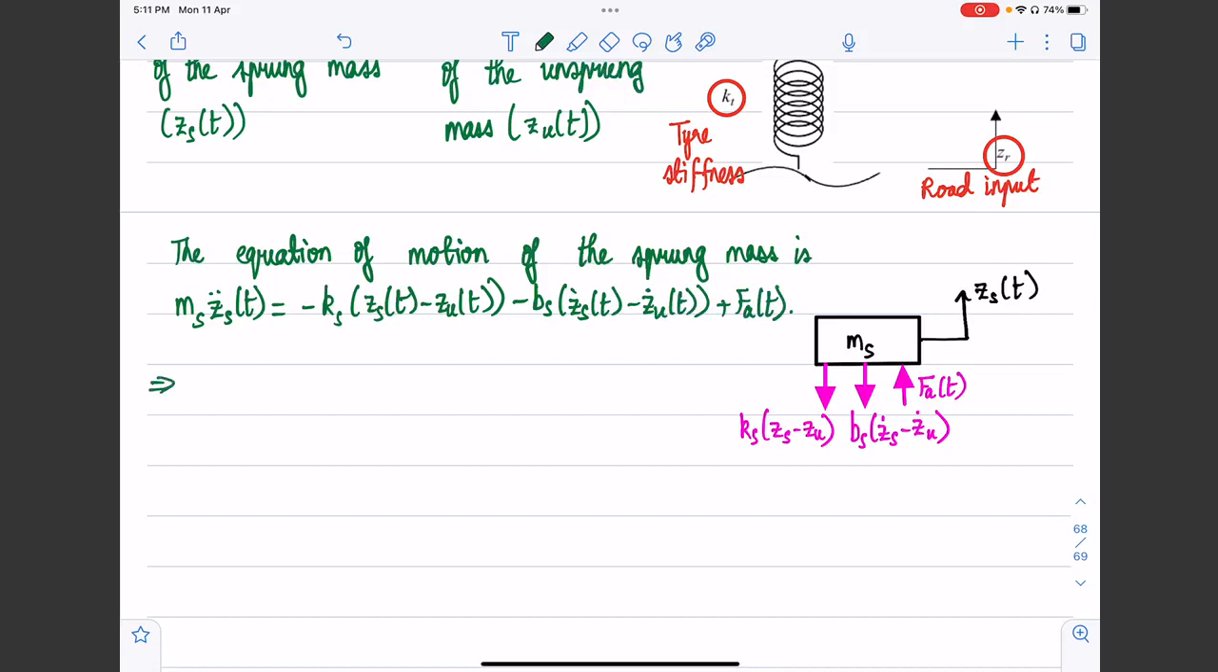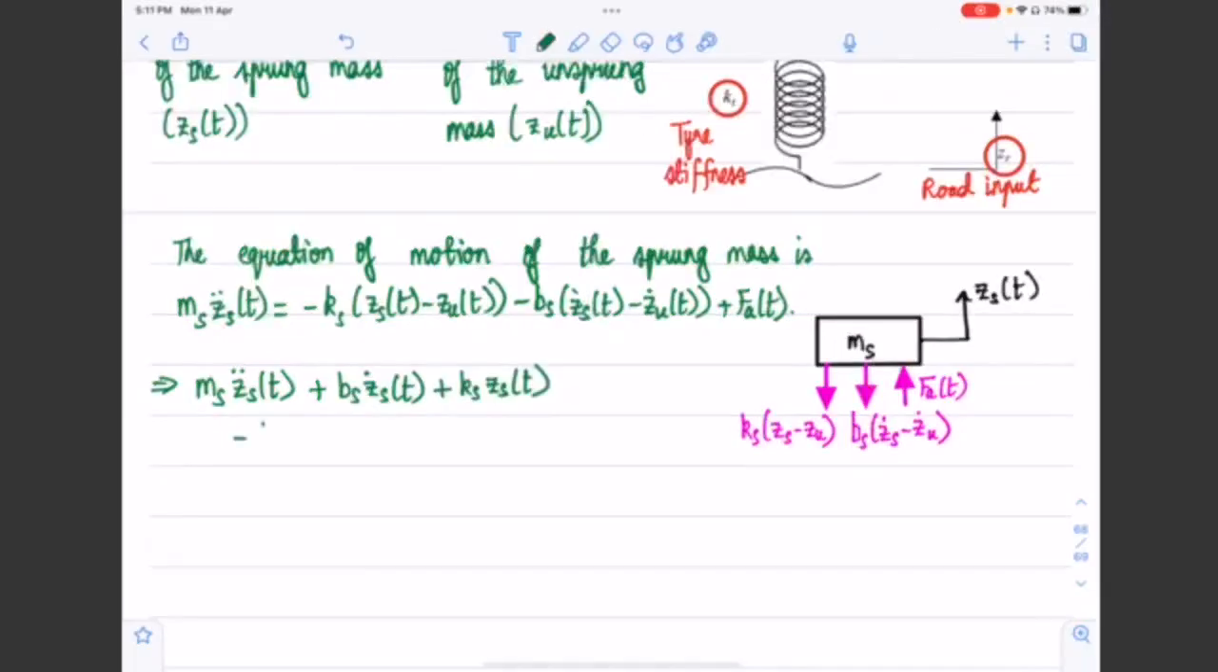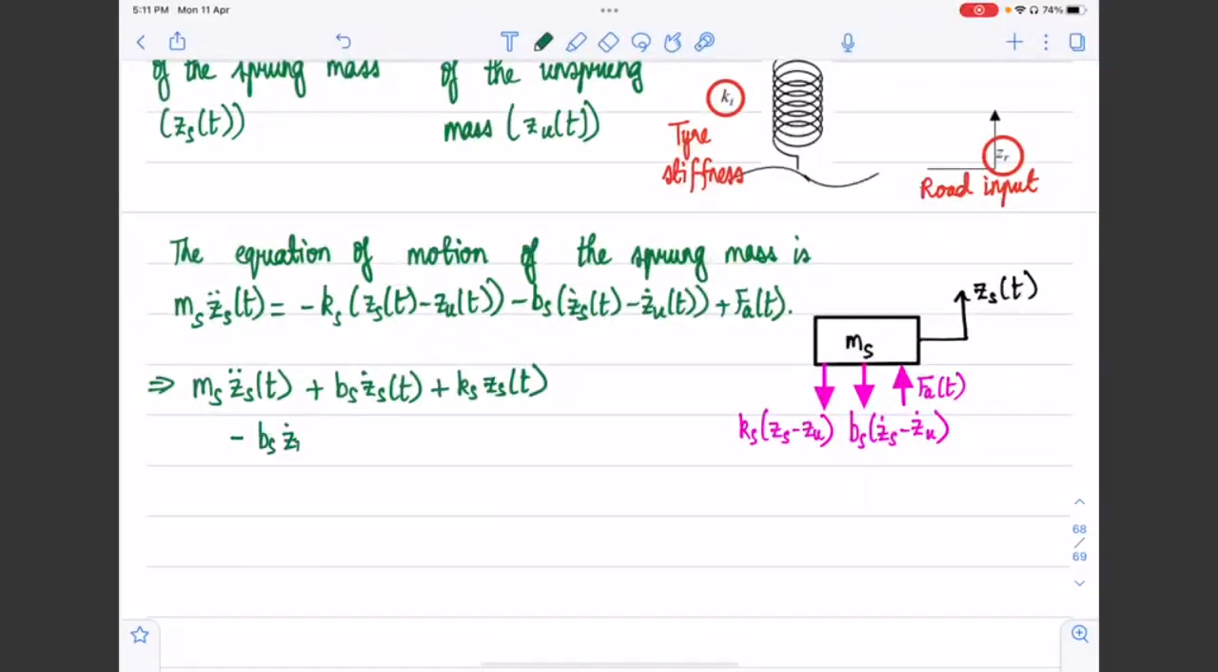So if we combine this equation, what we are going to get is the following. We are going to get ms times Zs double dot (t) plus Bs times Zs dot (t) plus Ks times Zs(t), minus Bs times Zu dot (t) minus Ks times Zu(t), that's going to be equal to Fa.